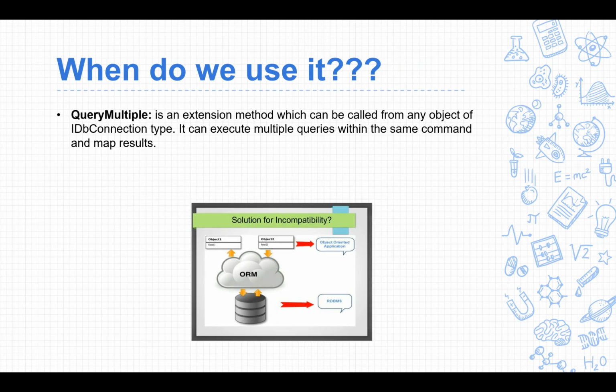The other, more involved method is QueryMultiple. This method is an extension method. It can be called from any instance of the IDbConnection type, and it can execute multiple queries within the same command and map results. Let's say we write a query to return multiple rows of data in a table along with the total number. We can simply write two separate queries, one to return multiple rows of data in the table and the other to return the total number of rows from the previous query.